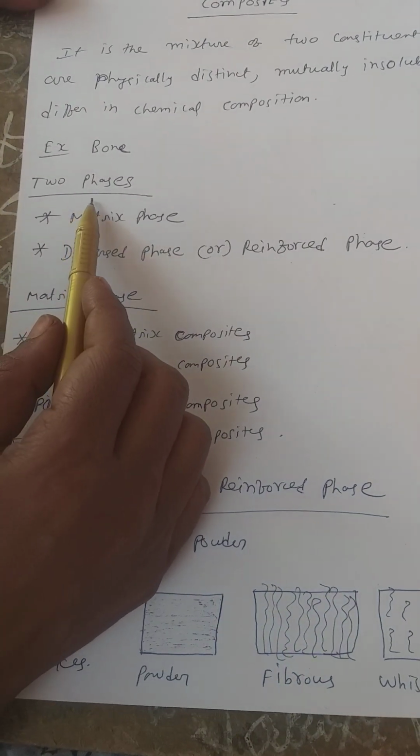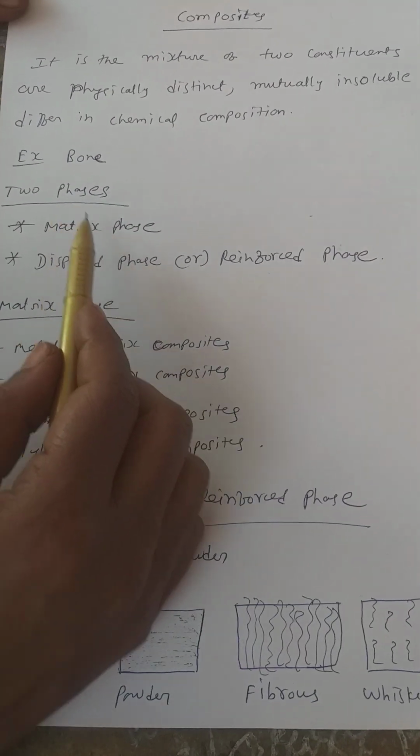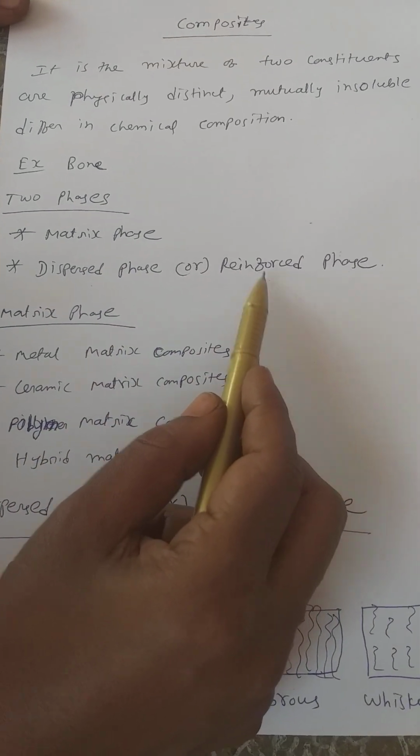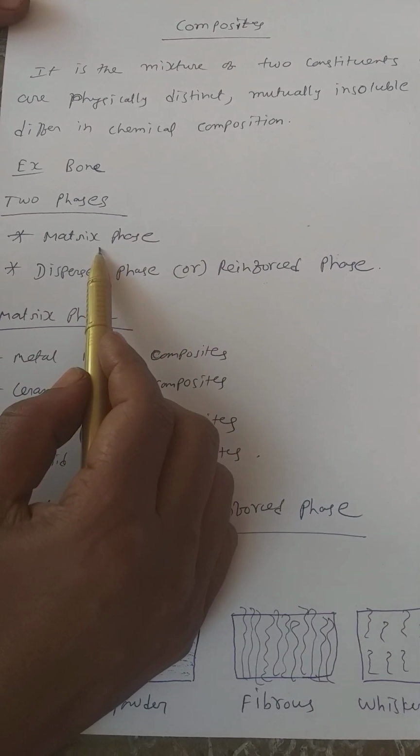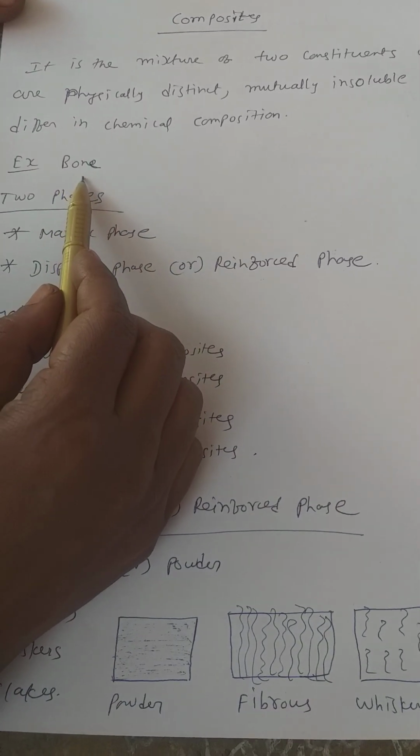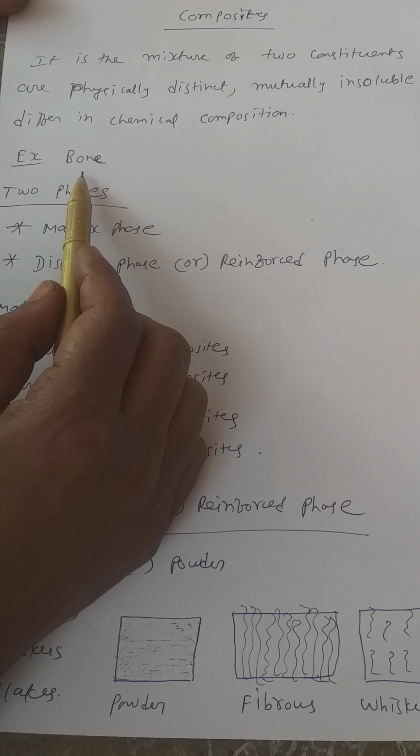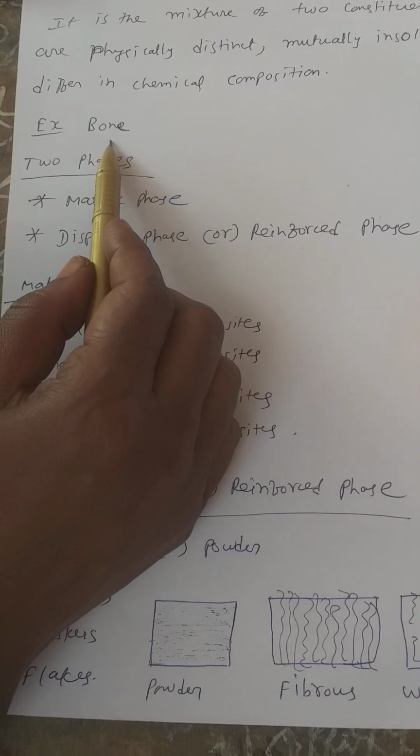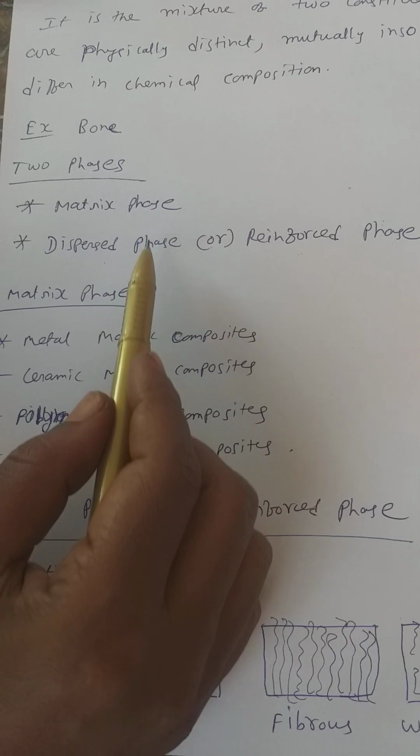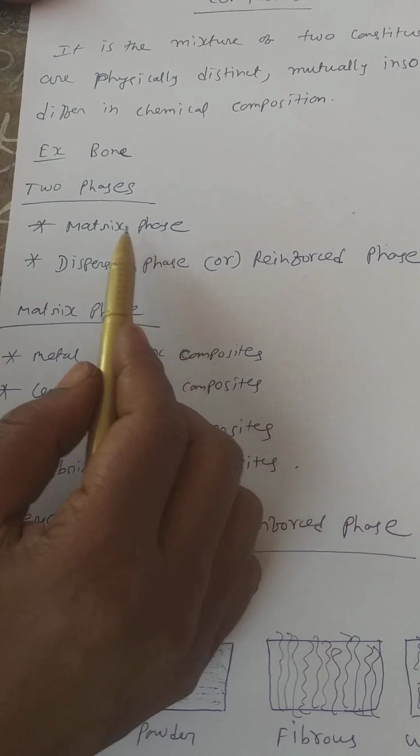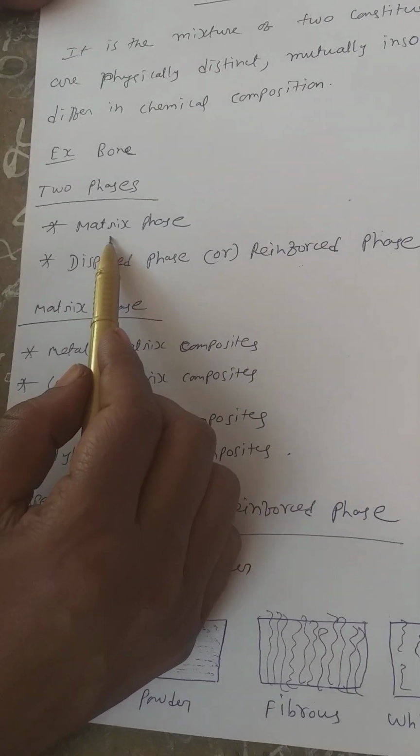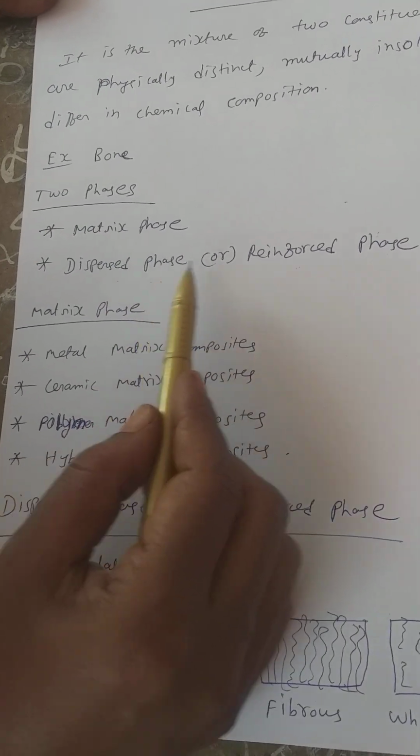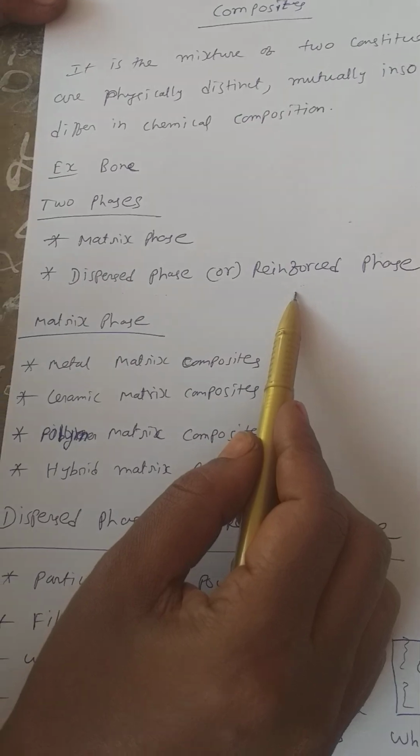A composite has two phases. One phase is called the matrix phase, the other one is called the dispersed phase or reinforced phase. The matrix phase forms the outer layer, like the ceramic layer present in bone, the calcium layer which is present outside. That is considered to be the matrix phase, and the marrow which is dumped inside is said to be the dispersed phase. Likewise, in every composite material, the outer cover is called the matrix phase, and the inner material which is dumped inside is the dispersed phase. In other words, it is also called the reinforced phase.